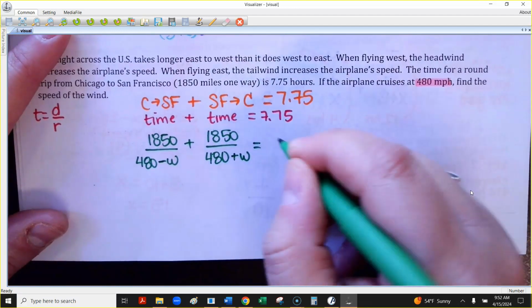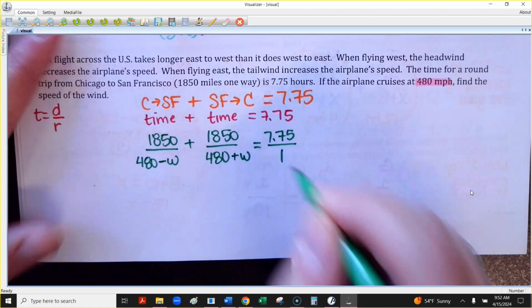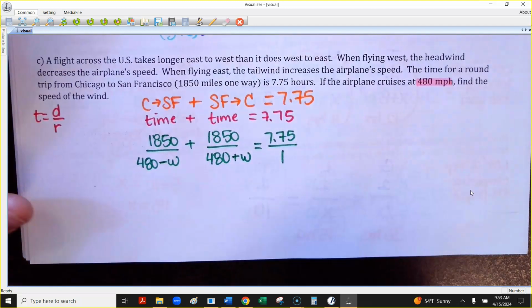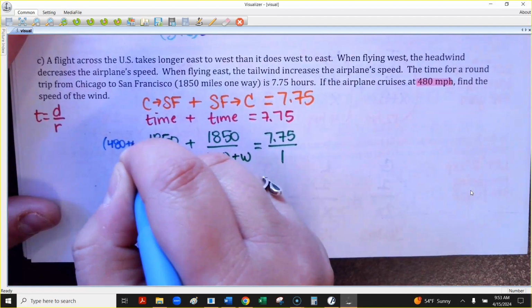All right, now don't worry about the decimal here, but I'm going to add these two times together to get the total time. So it's a little different than the last two questions, because these are not equal times, because one has the wind working for you, one has the wind working against you. Again, you can't factor a negative out to make those match, so you're going to get a common denominator between all three of these. All right, so this guy would need 480 plus W.